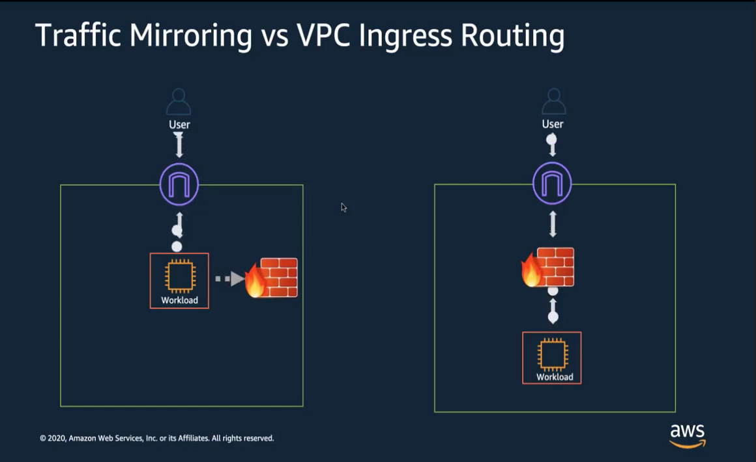So if you look at the animation to your left, your traffic will continue to flow to your workload, and then you can enable duplication of your traffic and monitor it parallelly. Whereas in case of Ingress routing, your traffic first passes through the appliance or monitoring device before it hits your workload. So this is the main difference between traffic mirroring and VPC Ingress routing. In the next slide, we'll see how to configure VPC Ingress routing.